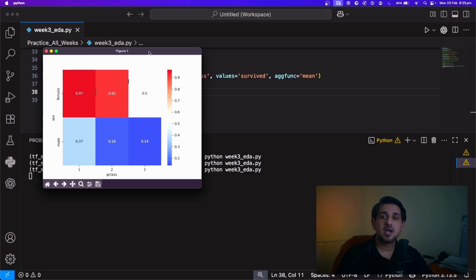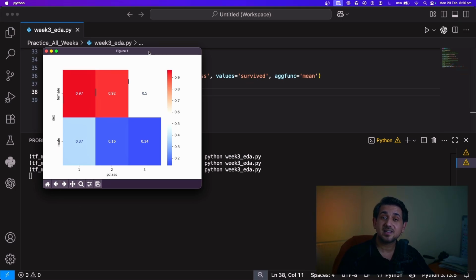The real magic happens when we combine them in this heat map. This is where the patterns really jump off the page. Look at the top left corner. Those deep red cells show that women in first class and second class had a near certainty of survival, over 92%. Now look at the bottom right. Deep blue shows that for men in third class, survival was incredibly rare, at only 14%.